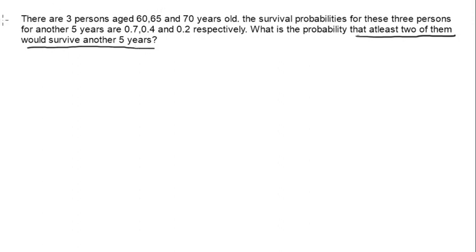Let us first draw a chart. There is one person, say A, who is 60 years of age, B, who is 65 years of age, and another person, C, who is 70 years of age. Now, what is the probability of their survival for next 5 years? For A it is 0.7. For B it is 0.4. For C it is 0.2.